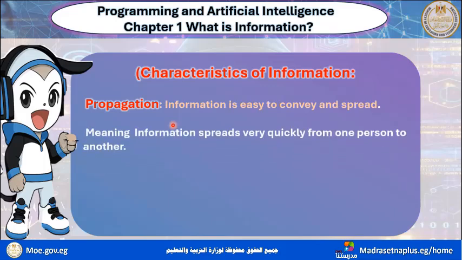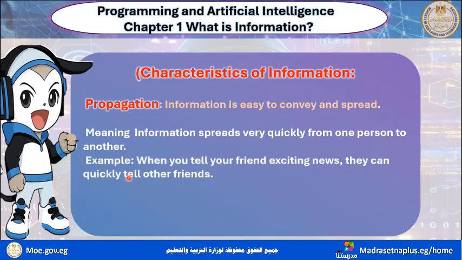That means information spreads very quickly from one person to another. For example, when you tell your friend exciting news, they can quickly tell other friends. So if I tell you now a secret, it will be spread all over Egypt because everyone will tell his friend, "She told us a secret and this secret is something." So this we call propagation. Propagation means that information is easy to spread all over the place to many people.